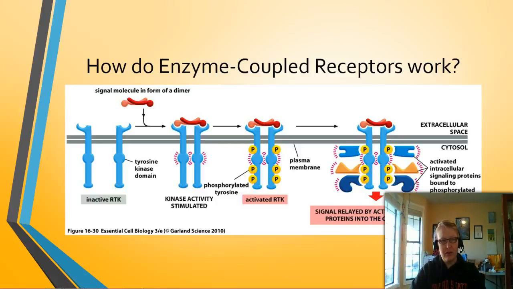So make sure you understand this basic concept: signal binds, the 2 receptors come together, they become phosphorylated, and then trigger a whole bunch of different signal cascades from there. And there can be upwards of 20 different molecules bound to these at a single time. So as you can imagine, the single signal can create quite a response in the cell.